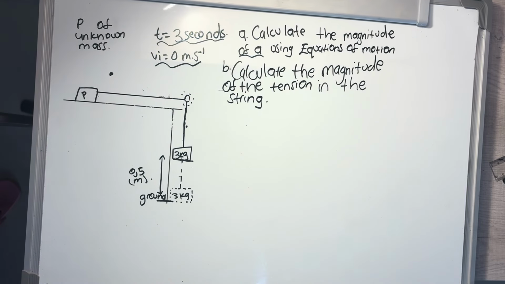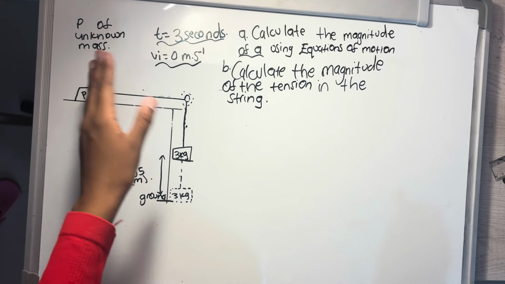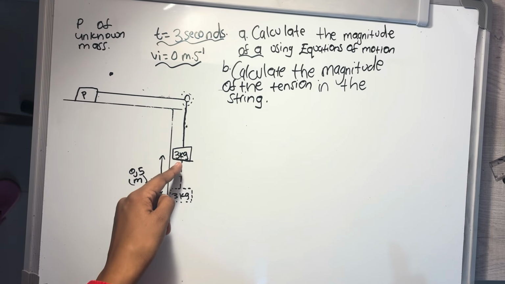Okay, so now let's look at what we have. We're now given a P that's connected to a block 3. This P is on a surface. Let's assume it's a table. And this 3 kilogram block is hanging.